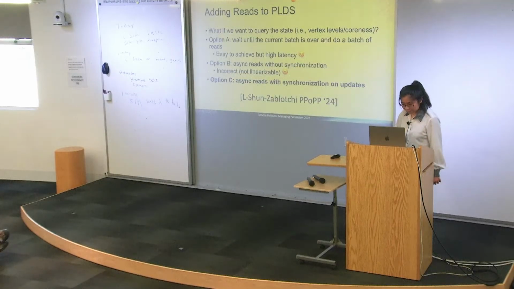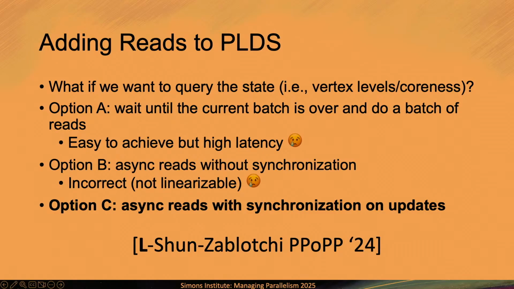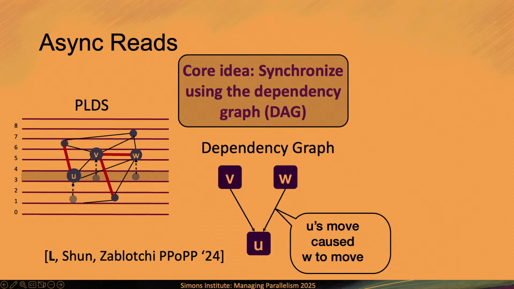OK, so let me move on, since I'm going a bit over time. So option C is to do what we're going to suggest in this paper, which is you want asynchronous reads with linearizability combined with synchronous updates. OK, so we're going to use this concept of using the dependency graph. And we think we can apply this to more than just this algorithm. So we use this dependency graph, and we want to do our synchronization using this dependency graph.